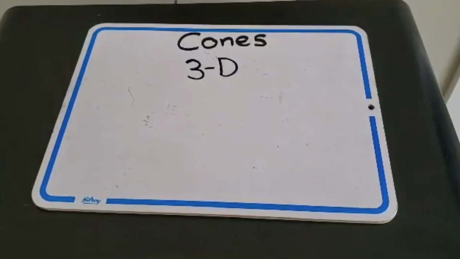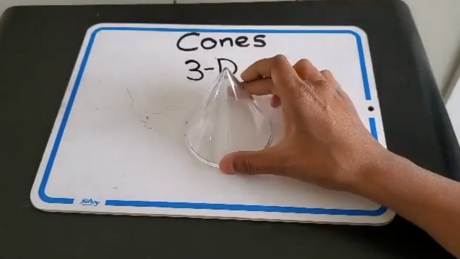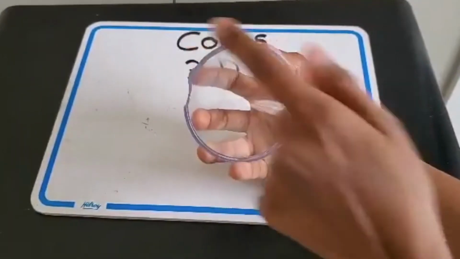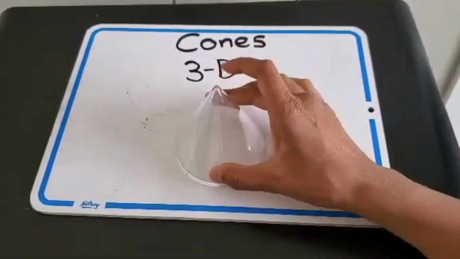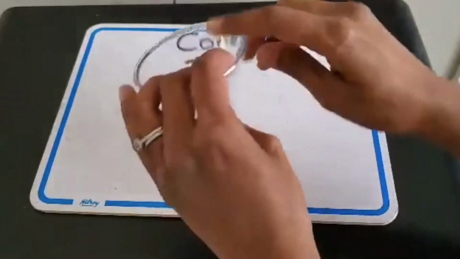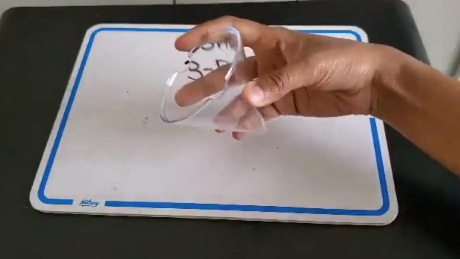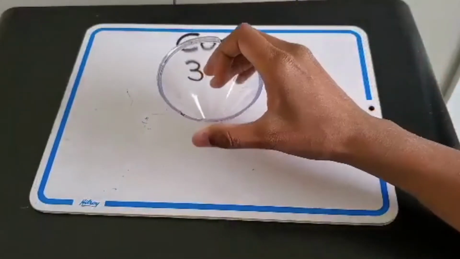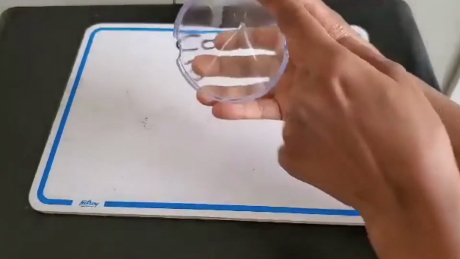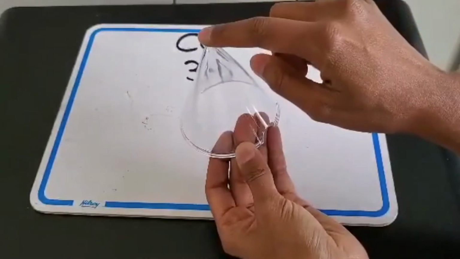This next shape is called a cone. A cone looks like this. A cone has 1 circle face right here at the bottom. It's got a pointy top. No matter which way I turn it, this will always be a cone. If it's like this, it's still a cone. If it's like this, it's still a cone. So a cone has a circle face at the bottom, and it's got a pointy tip here at the very top.